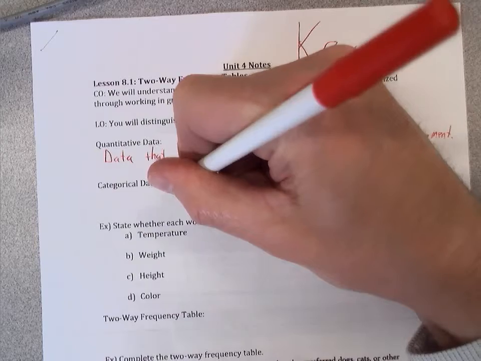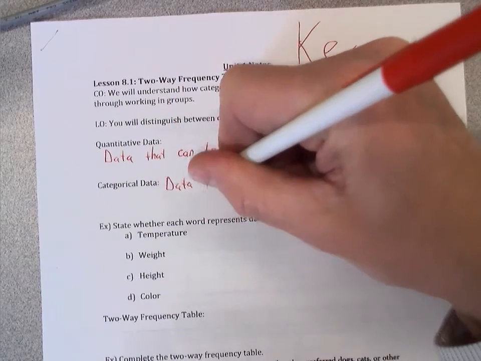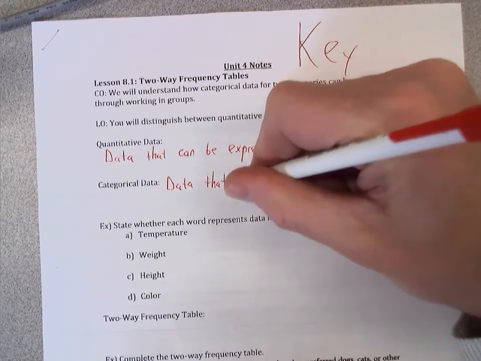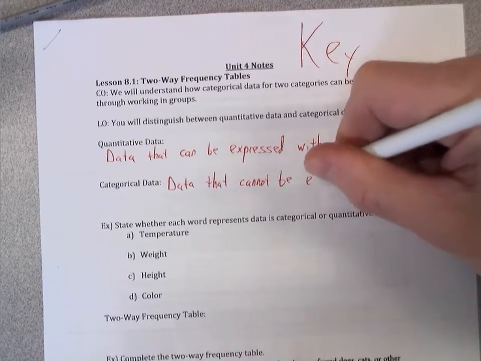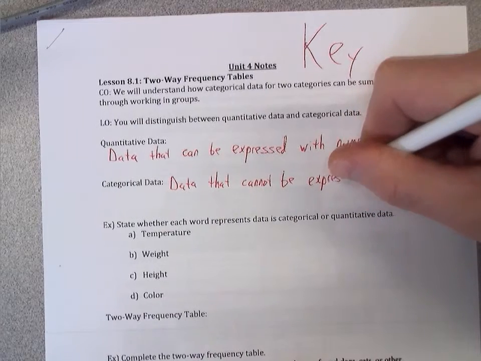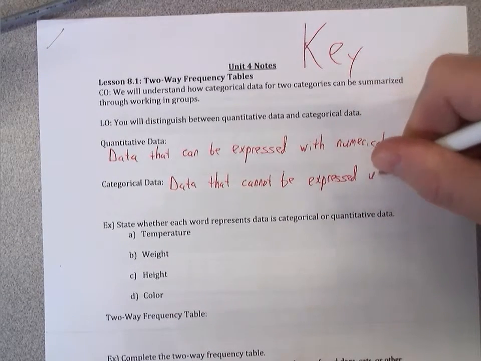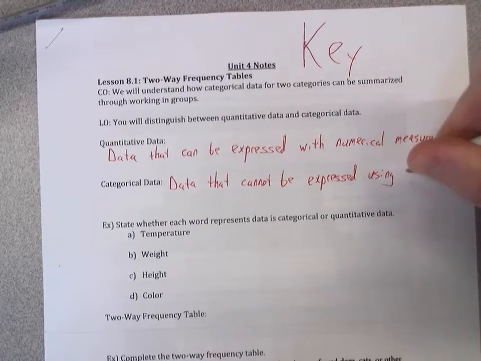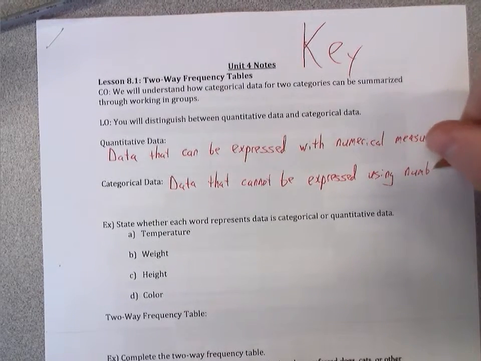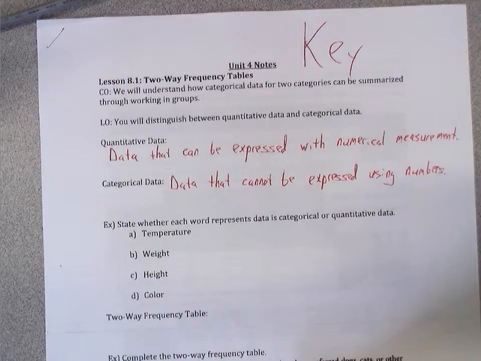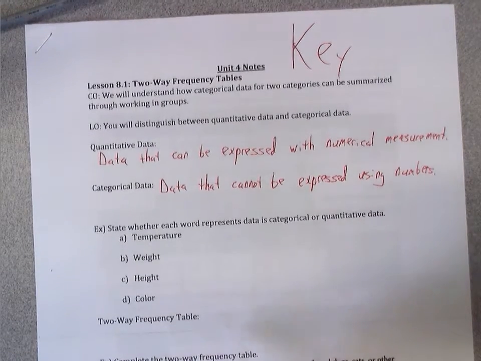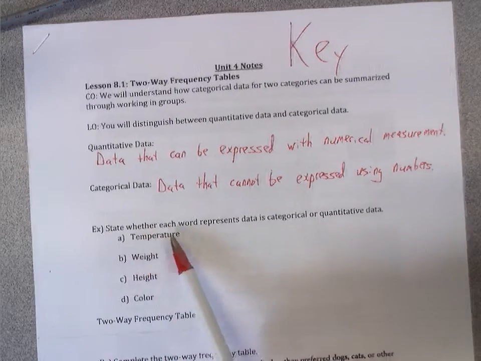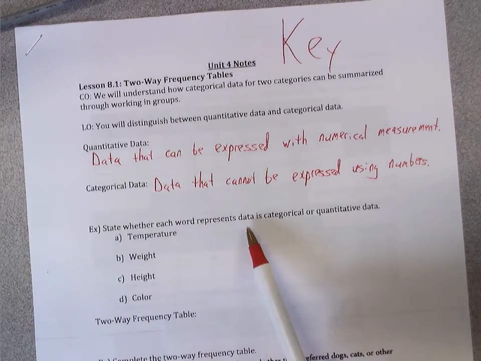So, data that cannot be expressed using numbers. Typically, this will be descriptions of things, how things look, how things behave. Okay, so now let's look at a few examples. We want to state whether each word represents data that is categorical or quantitative in nature.